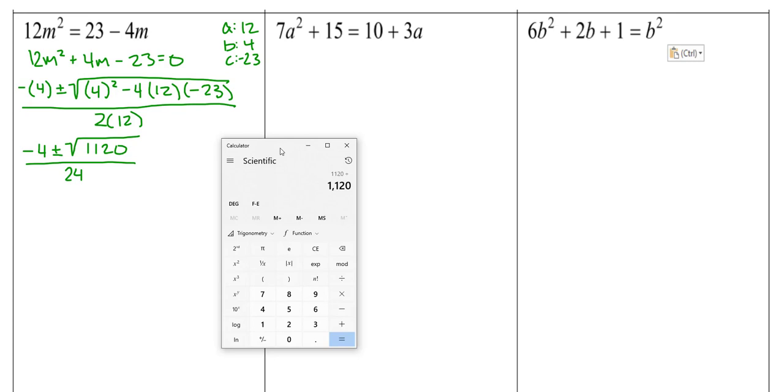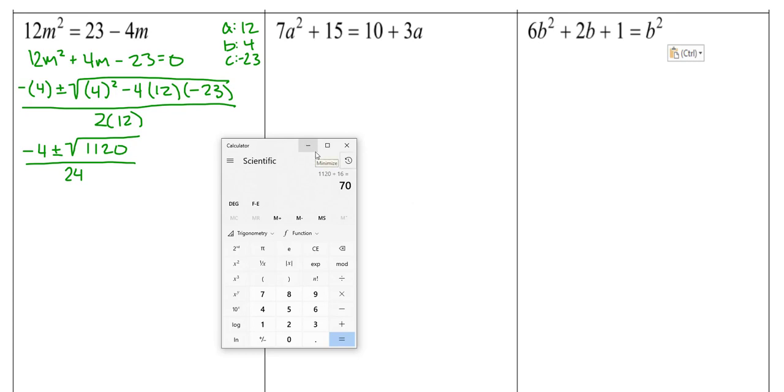25 definitely won't go into 120. So the next perfect square after that would be 36, and that doesn't work. We end up getting a decimal there. So let's try maybe 16 will work. Divided by 16. All right, so 16 does work. So we can actually simplify that radical, that 120.